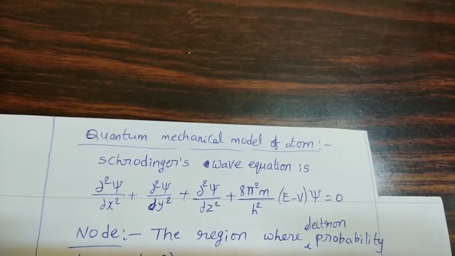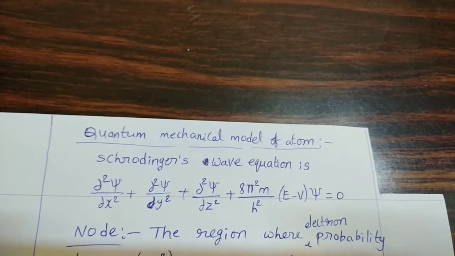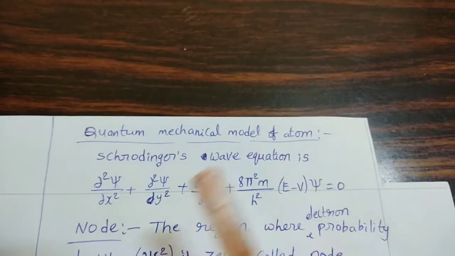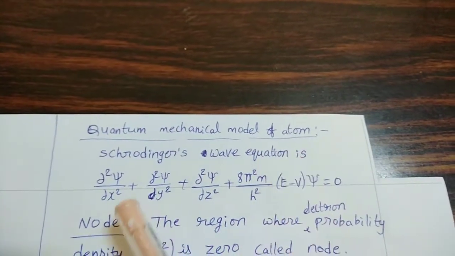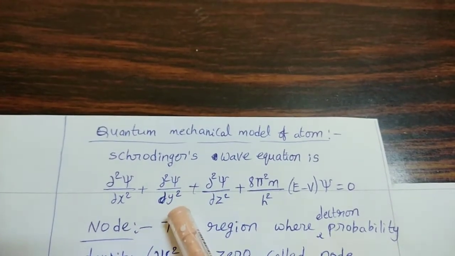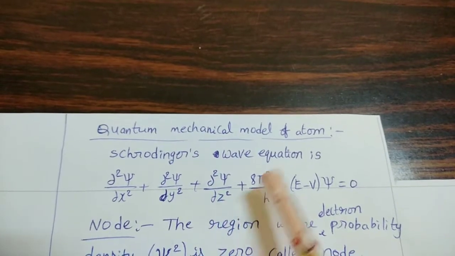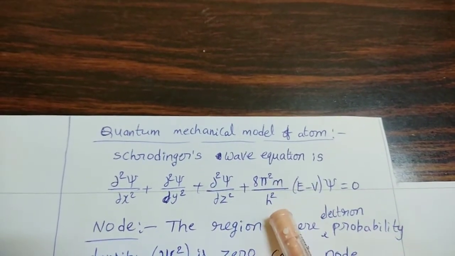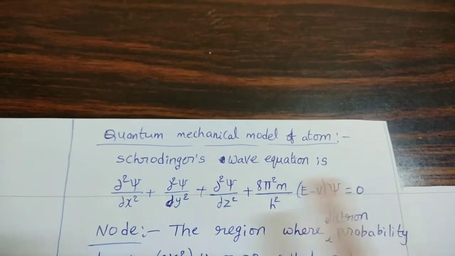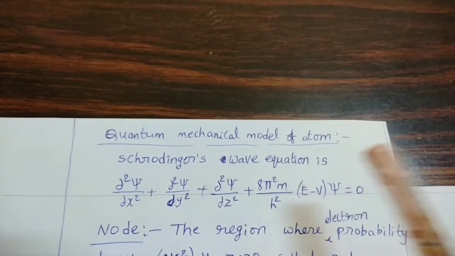That's why another model of atom was proposed based on quantum mechanics. This quantum mechanics was developed based on the Schrodinger wave equation. The Schrodinger wave equation is ∂²ψ/∂x² + ∂²ψ/∂y² + ∂²ψ/∂z² + (8π²m/h²)(E − V)ψ = 0. This is the Schrodinger wave equation. Based upon this, quantum mechanics was developed.